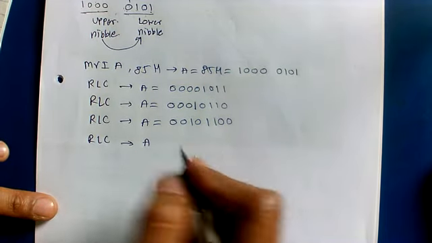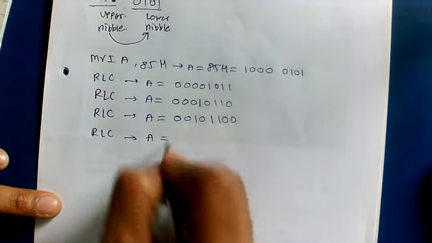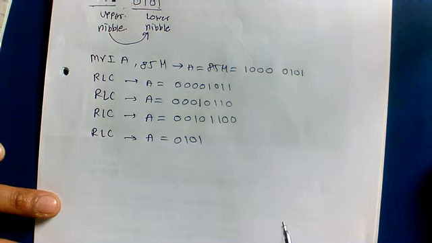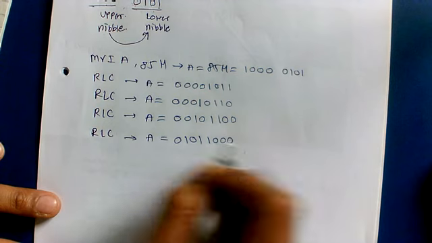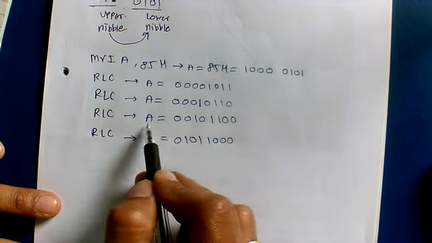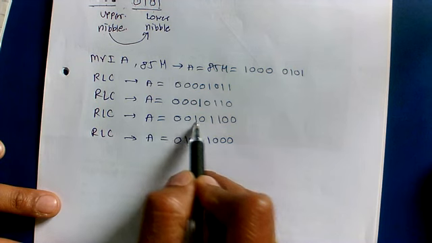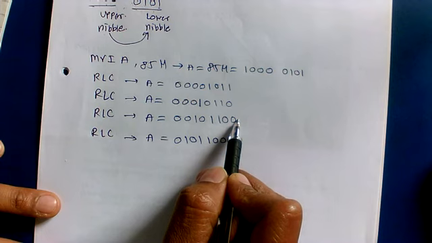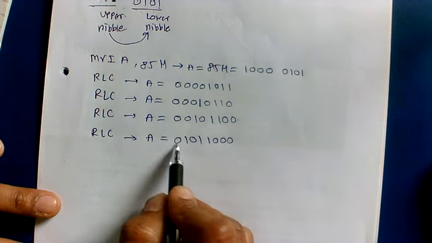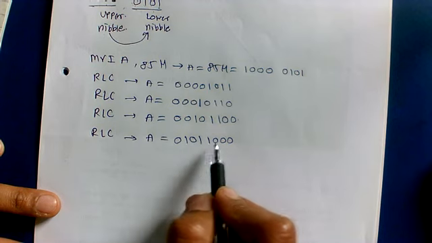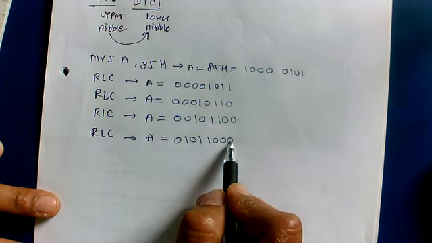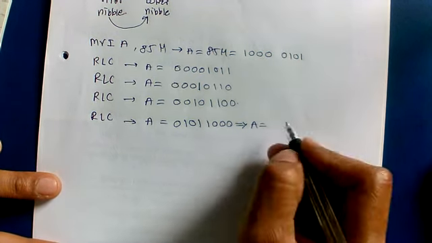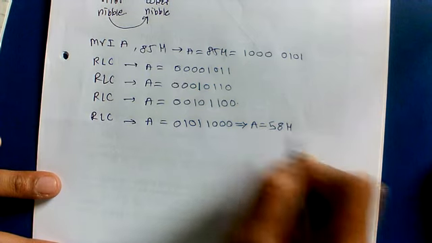And last RLC instruction will give you 0 1 0 1 and 1 0 0 0. Okay, once again the bits get shifted to left after this RLC. So 1 0 1 0 and this 0 goes at least significant location. So you will get 1 0 0 0 means 0 1 0 1 means 5 and 1 0 0 0 means 8. So in this way, in accumulator you will get 58 hex.